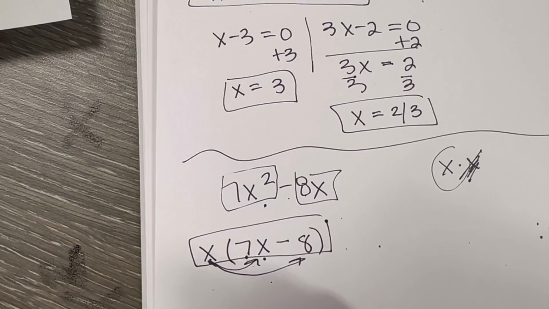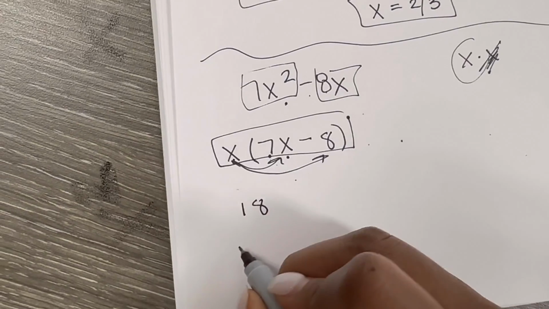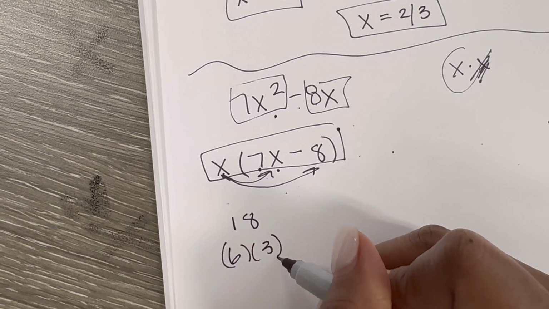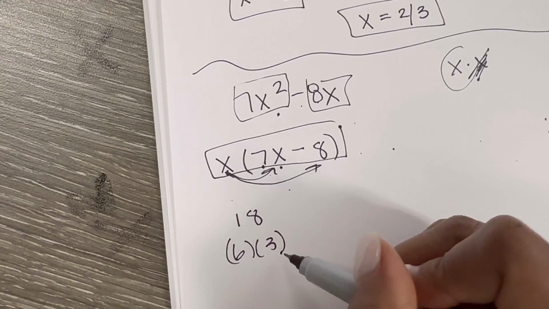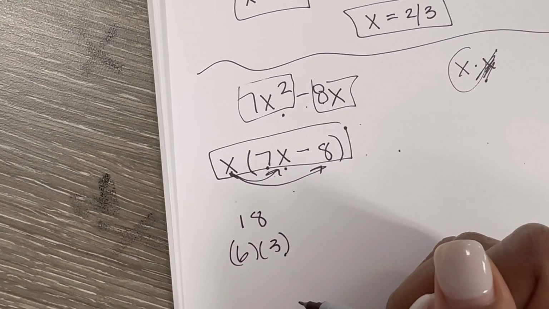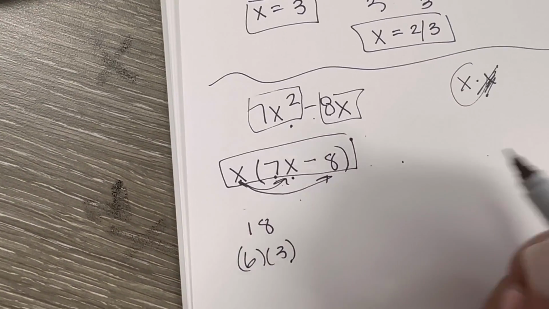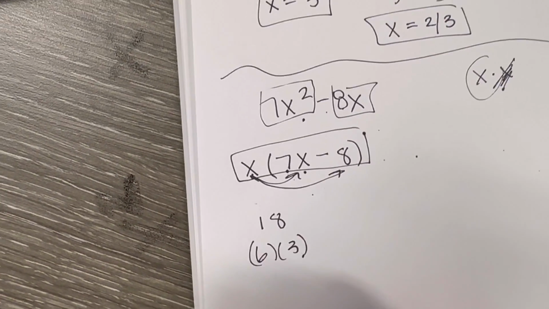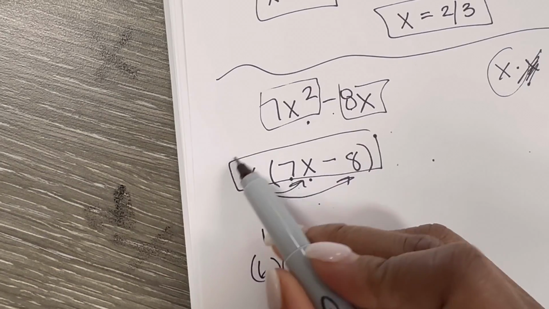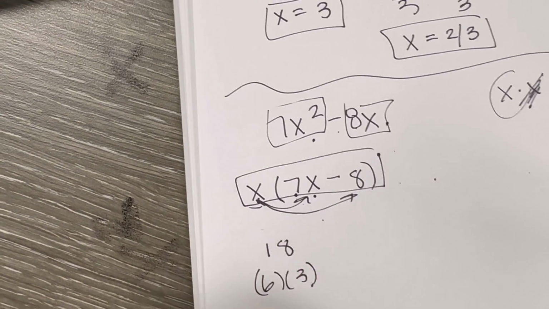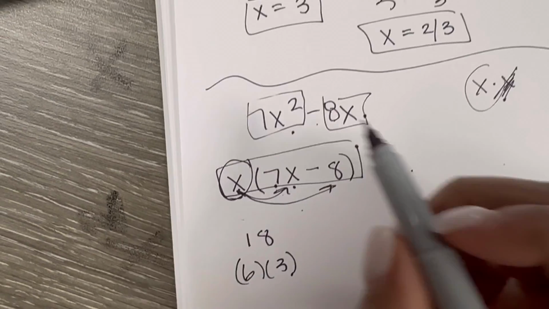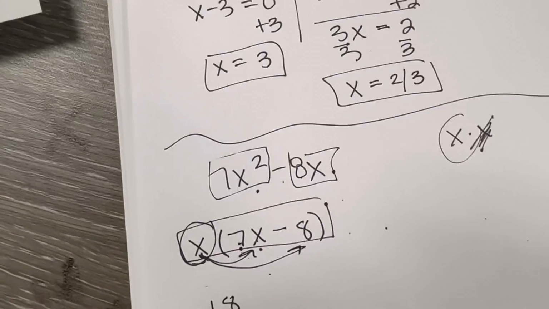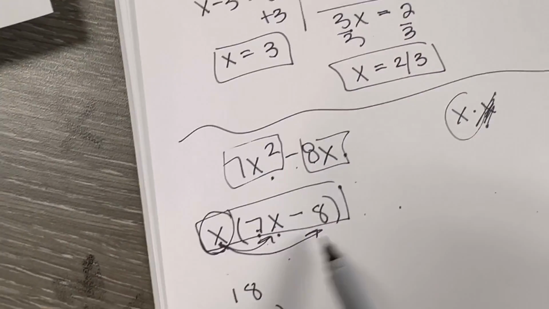What does that mean? Well, here's an example. Is 18 the same thing as 6 times 3? Yeah. But do they look the same? No. But they are the same value. 6 and 3 are factors of 18. They're numbers that multiply to give you 18. These are two terms that multiply to give you this polynomial. If you take an x times a 7x minus 8, you will get 7 times x squared minus 8x. So you're just breaking it down into its factors.